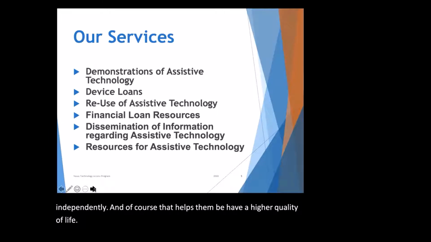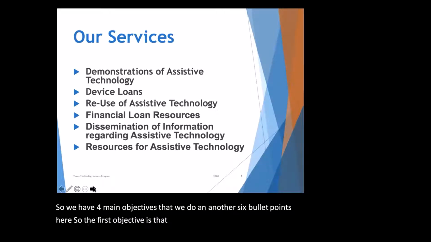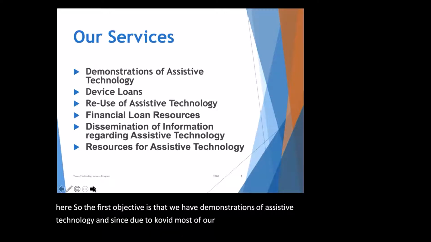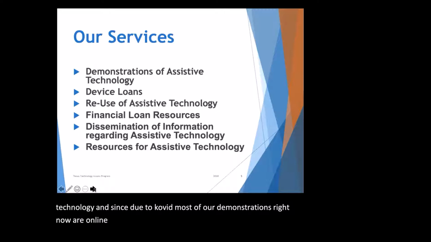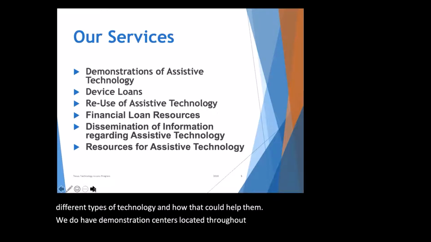So we have 4 main objectives that we do, and I know there's 6 bullet points here. So the first objective is that we have demonstrations of assistive technology. Due to COVID, most of our demonstrations right now are online, but we're happy to walk people through some different types of technology and how that could help them. We do have demonstration centers located throughout the state, which I'm going to show you in just a second.